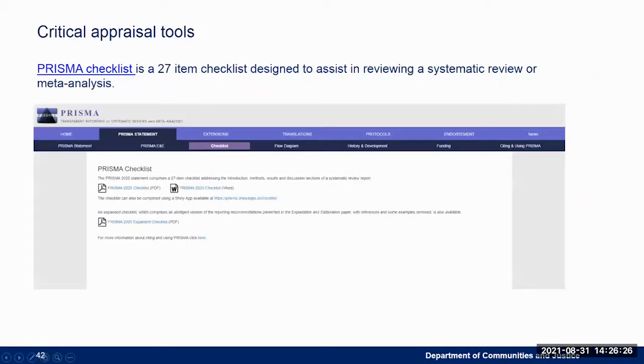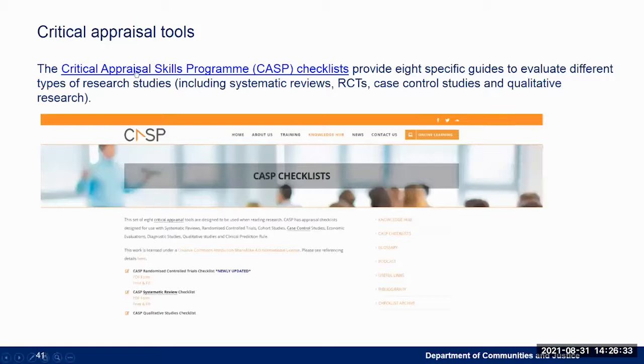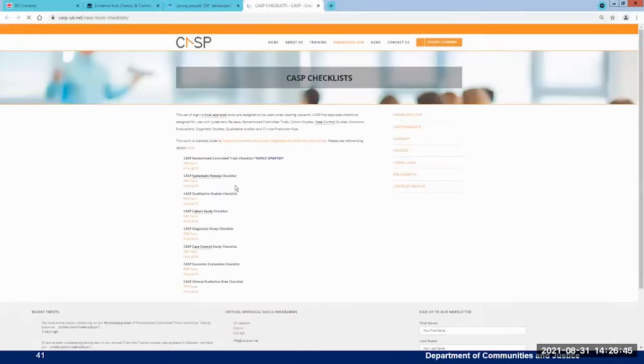It really is, oh, why did that happen? I didn't press click, let me try and go back. It really is probably the most basic and easy to use of the 3. And is it going to click on it for me? There we go. So this is the CASP checklist.